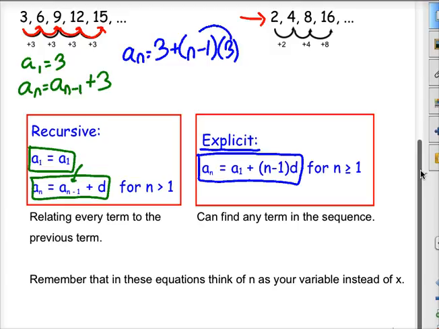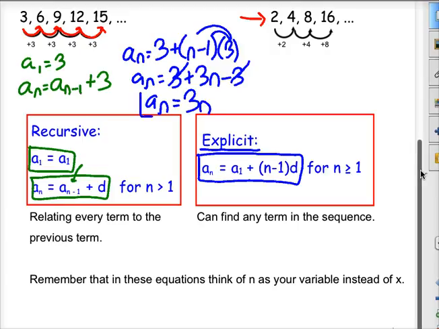So what am I going to do? Well, you can distribute that 3. So you get 3n minus 3. Those 3's cancel. So you get a_n equals 3 times n. And so with the explicit, all you have to do to find any given term, if I want the 10th term, is plug 10 in there and get that it's 30. So that's why the explicit formula is really nice, and that's the one we're going to end up using most commonly throughout this chapter.